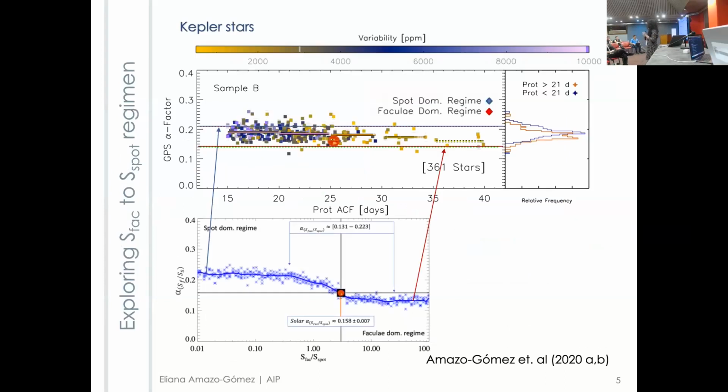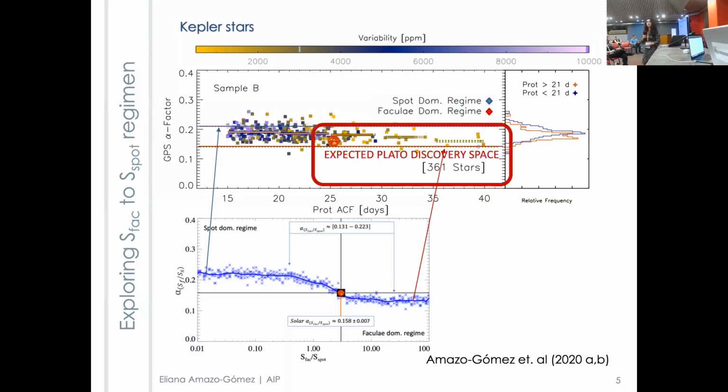But well, the sun is just a single star. We have to go and check more statistics. Then we observe around 400 stars from the Kepler field. And what we observe is that this field is dominated by spot-dominated stars. And there is a lack on sun-like stars. We expect that with Plato observations, we can fill this gap, but we confirm what we observe in the models.